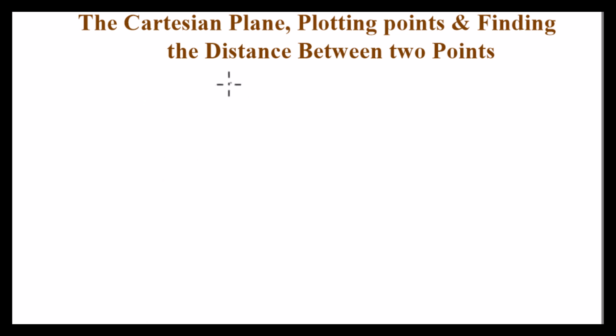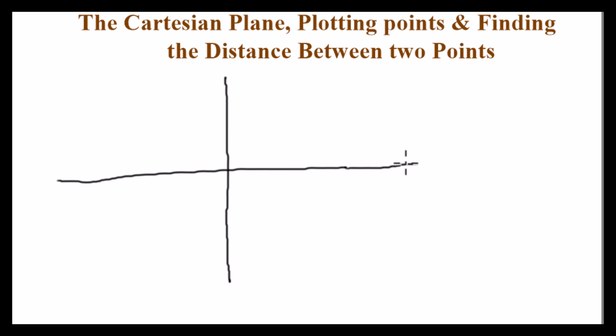Another name for the Cartesian plane is the rectangular coordinate system. What it simply means is, if you've seen a graph before now, when you're plotting your graph, you have the positive y-axis, you have the positive x-axis, you also have the negative x-axis, and lastly, the negative y-axis.